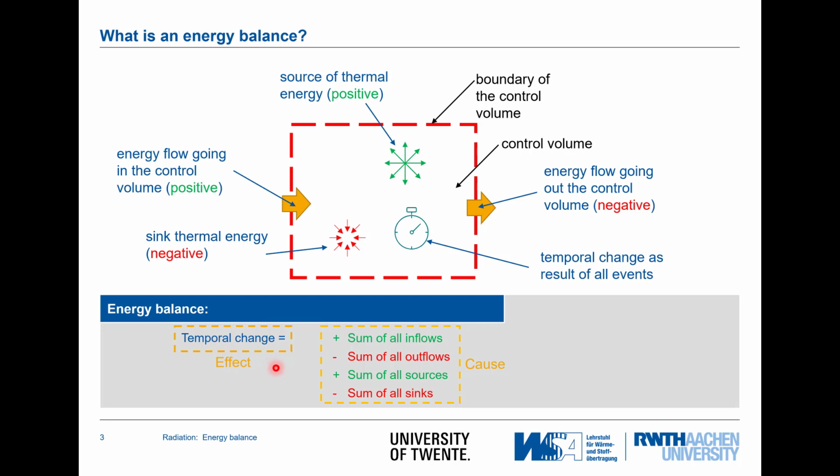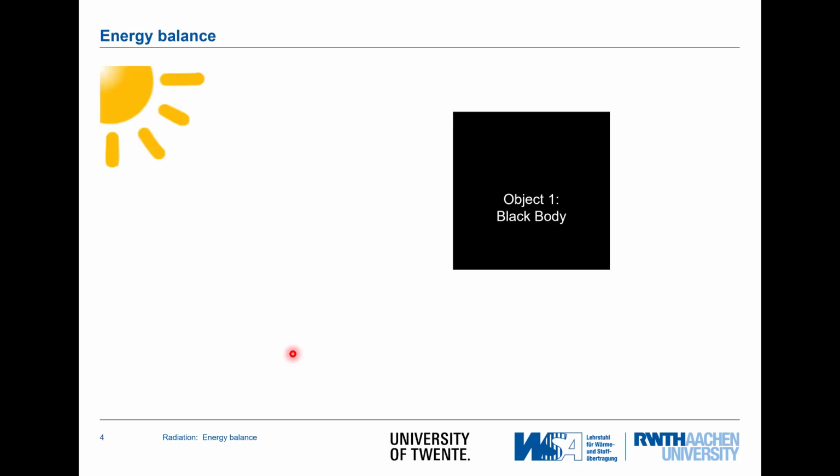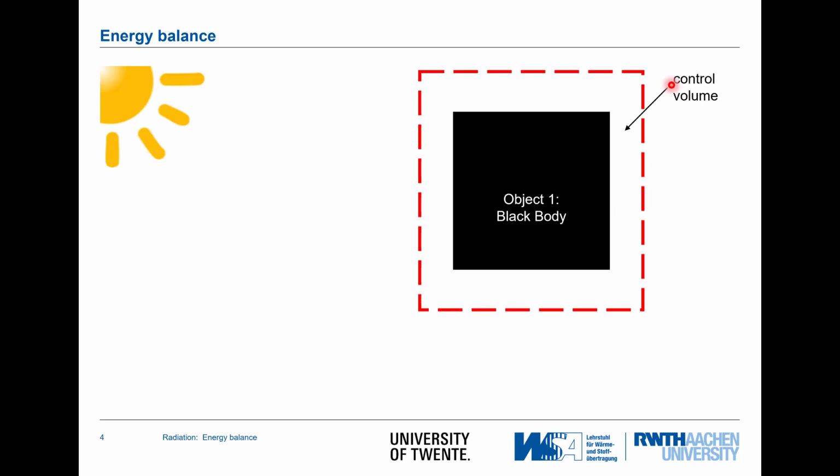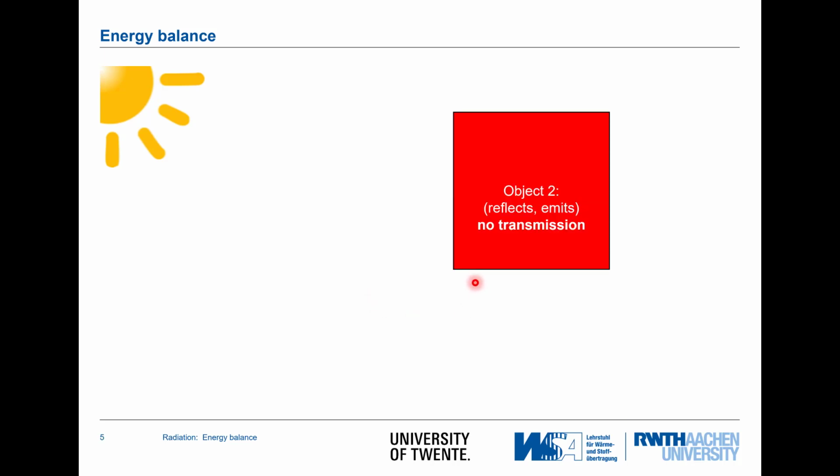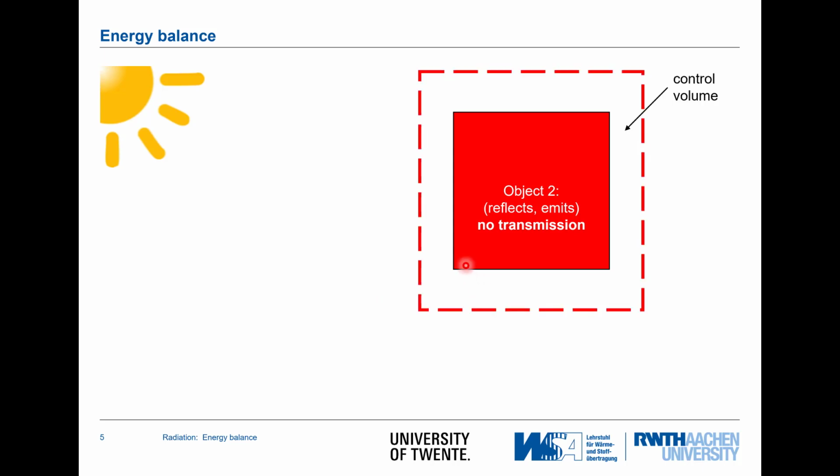We will elaborate this with a few example objects or bodies. The first one is a black body. The black body, control volume drawn around it, receives incident radiation and emits radiation. So the energy balance is then positively counted the incident radiation, that's the first term, negatively counted the second term, the emitted radiation.